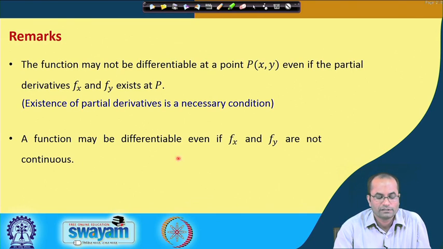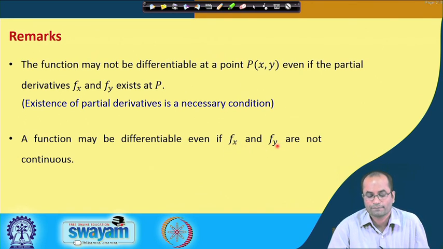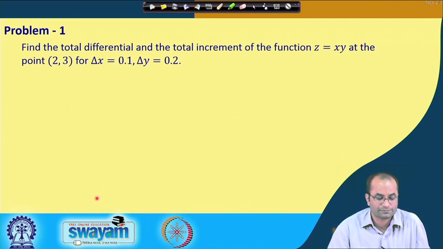On the other hand, a function may be differentiable even if f_x and f_y are not continuous, because what we have observed is that the continuity of f_x or f_y or both is a sufficient condition, not a necessary condition. So, the function may be differentiable if f_x or f_y or both are not continuous, because the existence of one partial derivative and the continuity of the other, these two are the sufficient conditions.